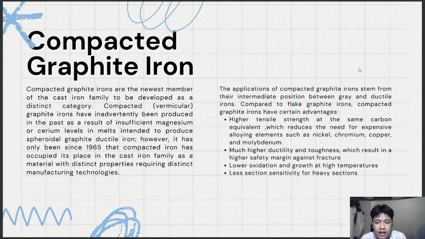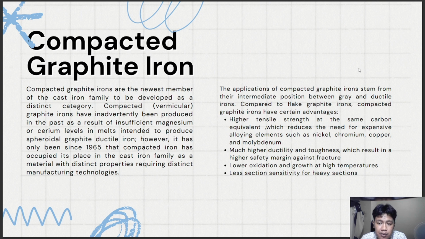Okay, compact graphite iron. Compact graphite iron is the newest member of the cast iron family to be developed as a distinct category. Compact or vermicular graphite irons have inadvertently been produced in the past as a result of insufficient magnesium or cerium levels in melts intended to produce spheroidal graphite ductile iron. However, it has only been since 1965 that compact iron has occupied its place in the cast iron family as a material with distinct properties requiring distinct manufacturing technologies.